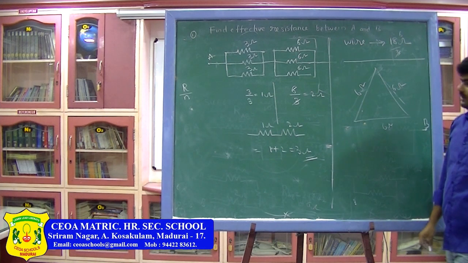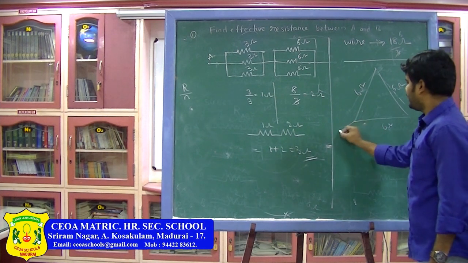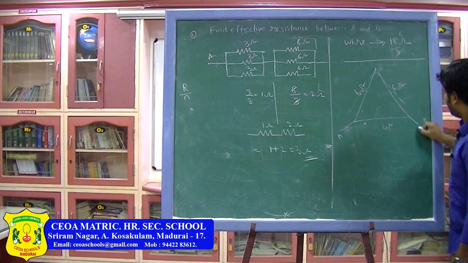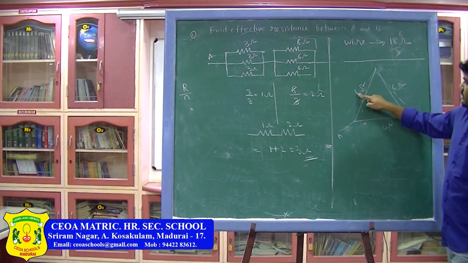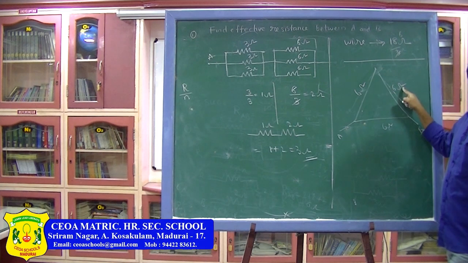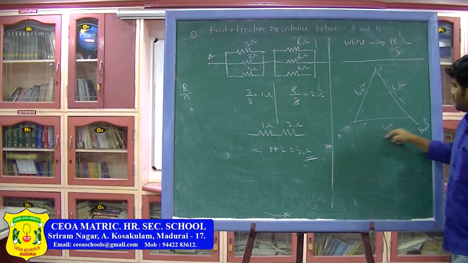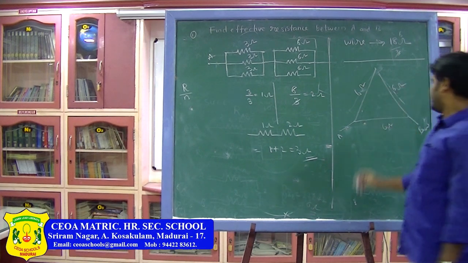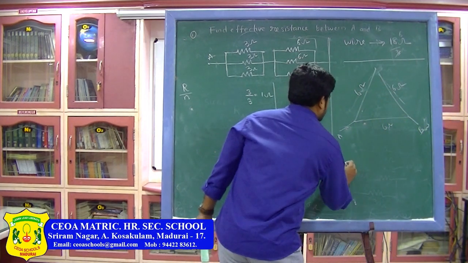Now the question is, find the resistance across any two vertices of the triangle. So let us find out the resistance between these two vertices. Now there are two resistors, 6 ohm and 6 ohm, which are in series, and the other 6 ohm resistor is in parallel with this series combination. Now let us redraw the circuit. So you can draw the circuit like this.